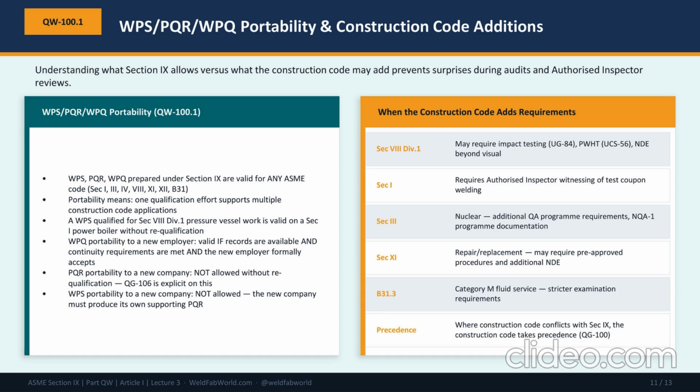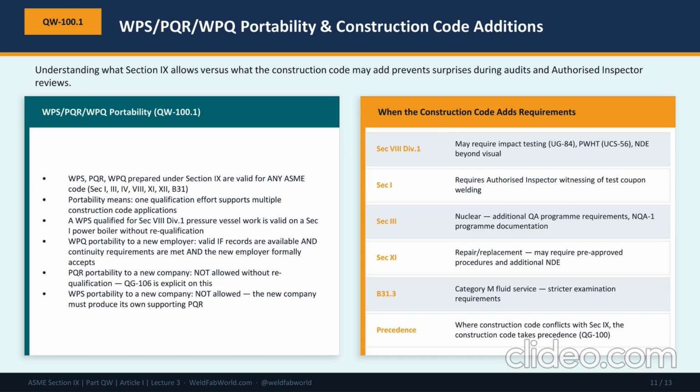Now, portability between companies. WPQ portability, welder performance qualification records, can transfer to a new employer, provided three conditions are met. The records must be physically available. The continuity requirements must have been maintained since the original qualification date, no gap of more than 6 months without using the process. And the new employer must formally accept the records and take on responsibility. This is the path most fabricators use when a new welder joins the team with prior qualifications.